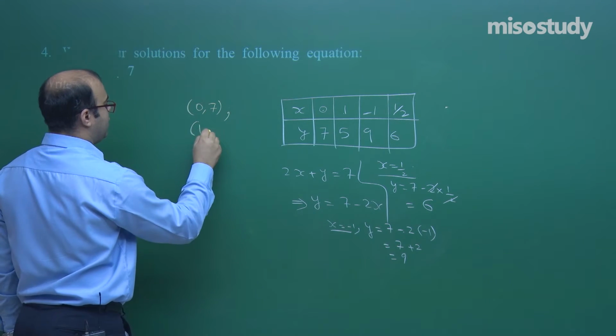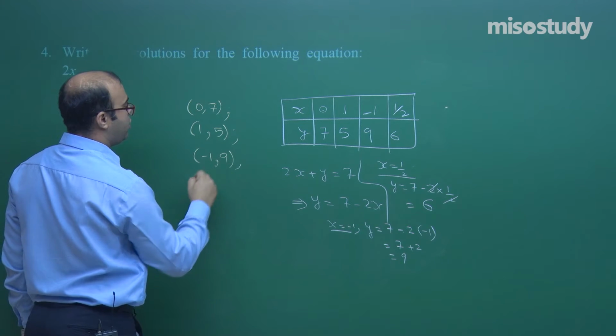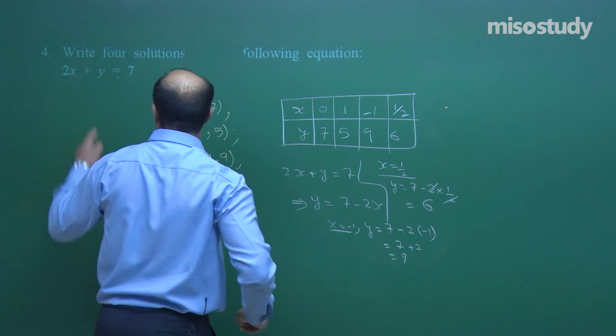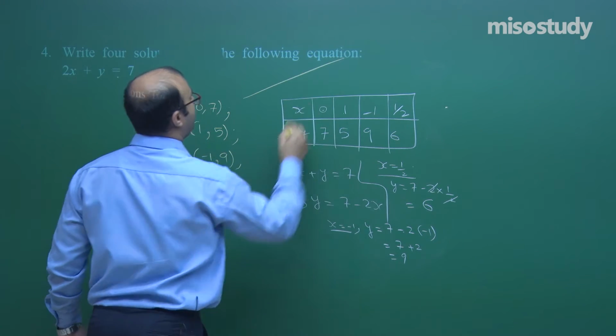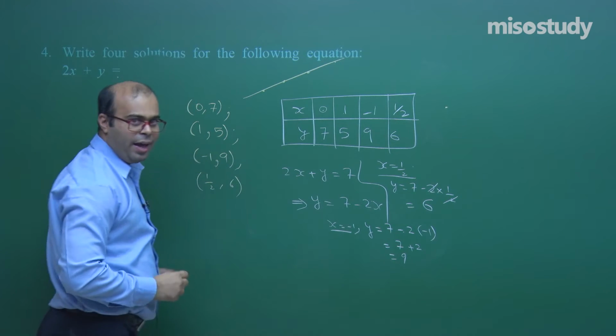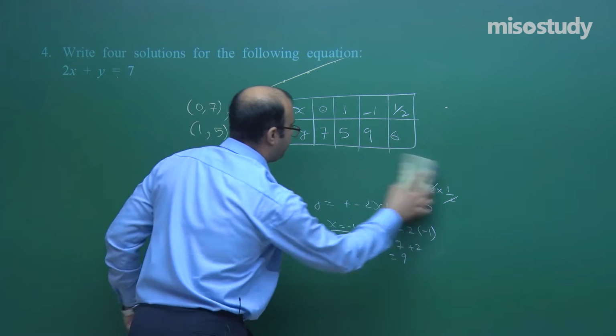1, 5 is another solution. Minus 1, 9 is another solution. And half, 6 is another solution. If we draw this line, 2x plus y is equal to 7, we will find that these 4 points will lie somewhere on that line, students. Okay. Let us move to the next question.